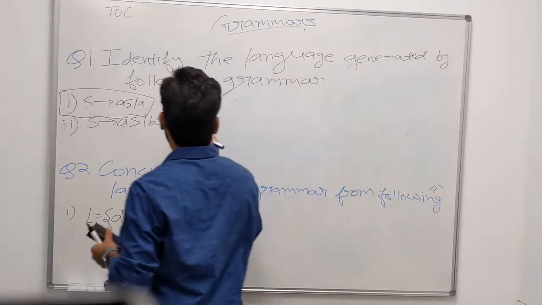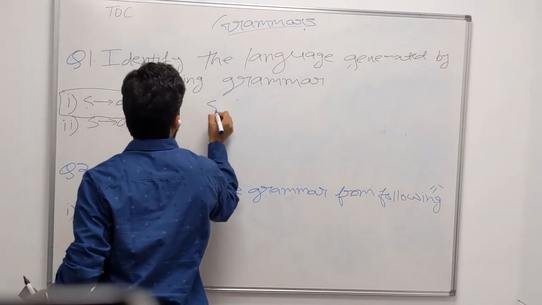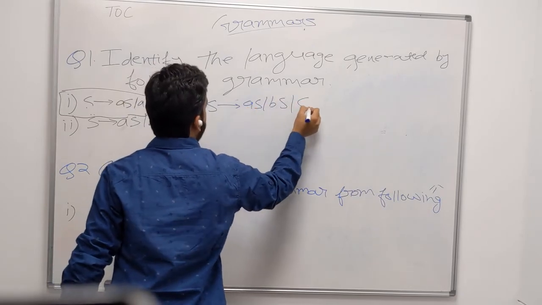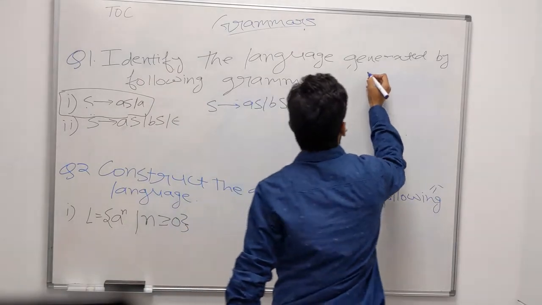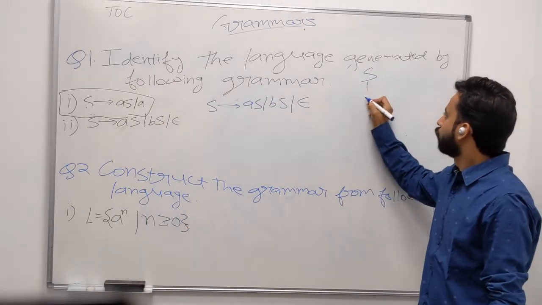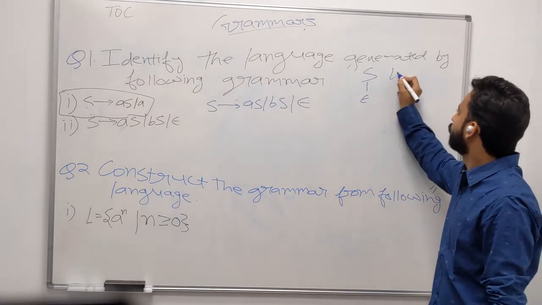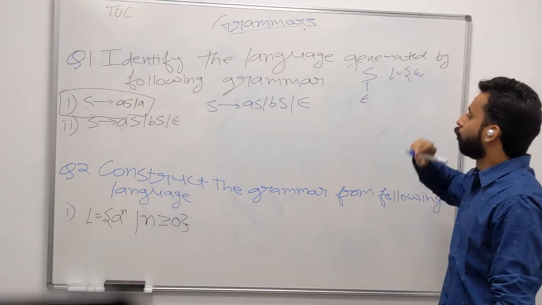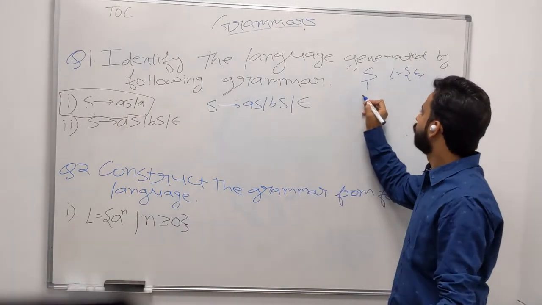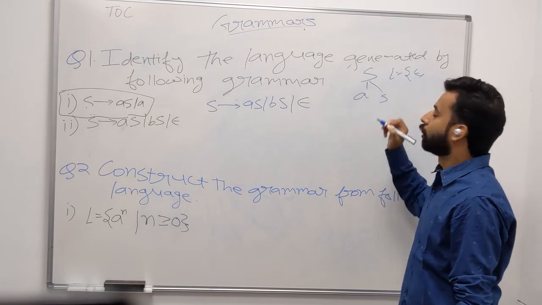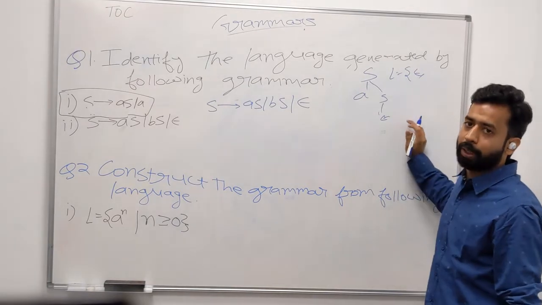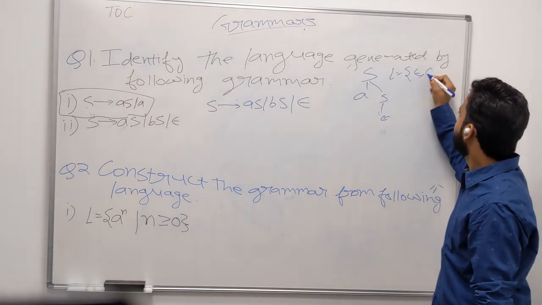Now let me do the second question. It is saying S gives AS or BS or epsilon. Here I am making the derivation. The minimum string I can get is epsilon. So S is giving epsilon. This is my minimum string. Other than epsilon, what can I get if I use this production? I will get AS. Can I again replace S by epsilon? Yes, I can. So what is the minimum string? A followed by epsilon is A only. So I am getting A.